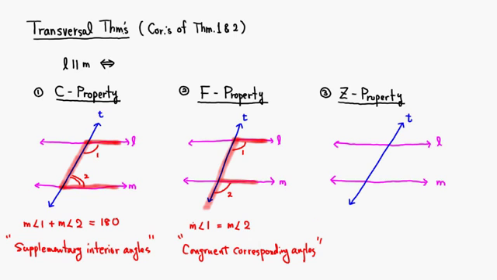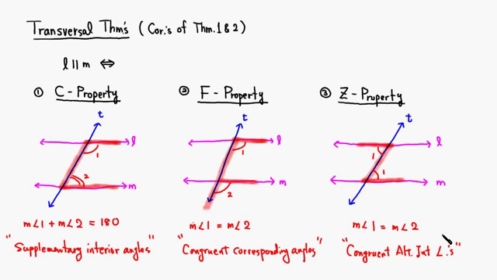The first one is supplementary interior angles, then congruent corresponding angles. The third one is Z property. If you look at it this way, the angles involved are this angle here and that angle here. Again, these are alternate interior angles. They're congruent. This is simply a combination of theorem 1 and theorem 2. So you would have congruent alternate interior angles.